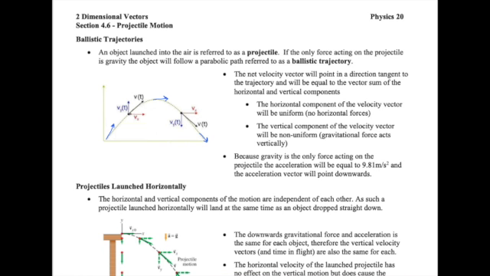So the net velocity vector then can be broken up into a horizontal and a vertical component. So I have them tail to tail here a bit. We could draw them head to tail and make the triangle. So I have a horizontal component and a vertical component there.